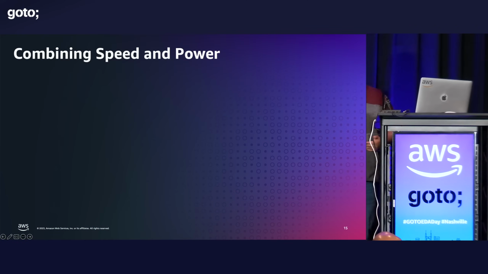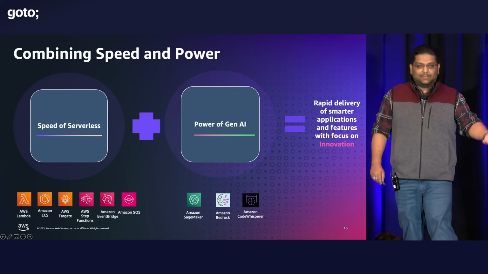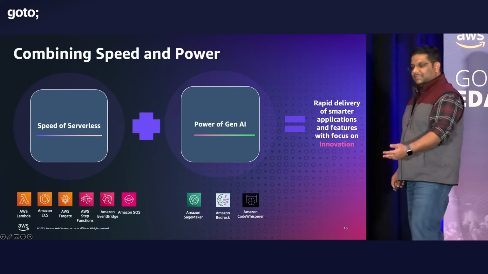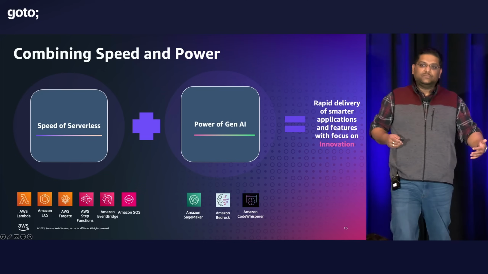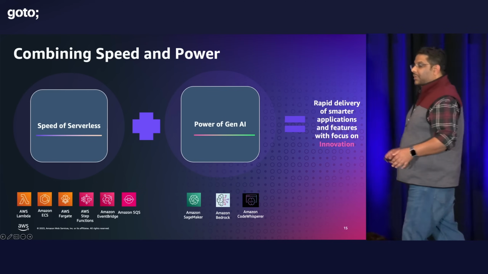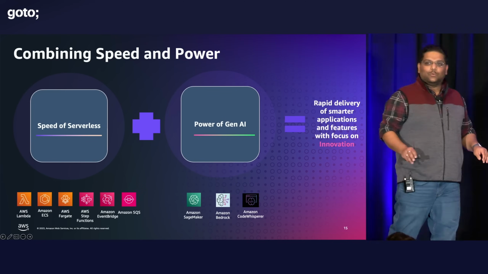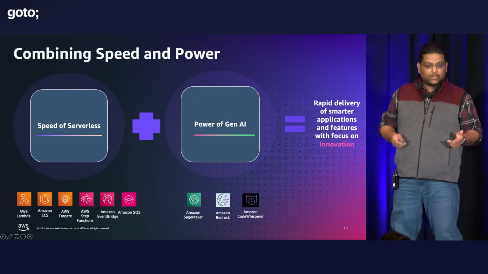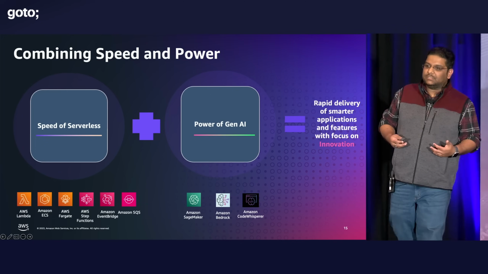That's where you think about serverless, because with serverless, you get the power of services like Lambda functions, ECS Fargate, EventBridge, API Gateway, SQS, SNS, etc. And then they can directly work with the power of generative AI given by services like Amazon Bedrock and SageMaker JumpStart, and you can do all of that while writing code driven by Amazon CodeWhisperer, which is our generative AI solution to write code for you. So with that combination, you should be able to rapidly deliver smarter applications and innovate faster.